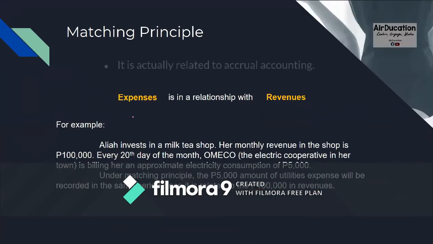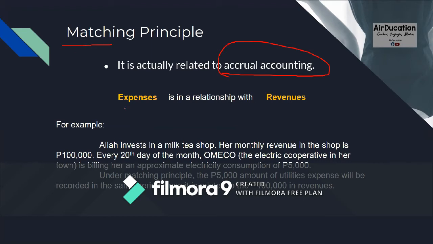How about the matching principle? Matching principle is actually related to accrual accounting. In what sense? Because under matching principle, the word is match. We need to remember that the expenses are always in a relationship with revenues. When we say in a relationship with revenues, the moment you receive a revenue, there is an underlying expense on that particular income. You can't earn an income if you don't incur any expenses.